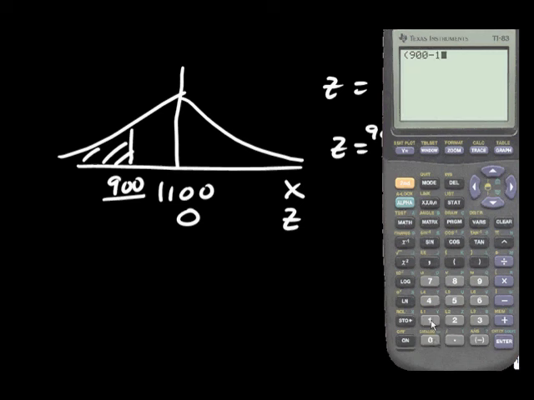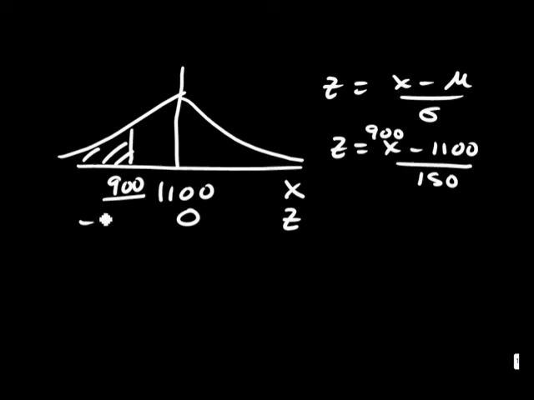(900) minus 1100 divided by 150. We get negative 1.33. So we're going to have to determine the percent of the bow that's not shaded. Whatever that is, we are going to subtract it from 50, which is half the bow, the whole left side.